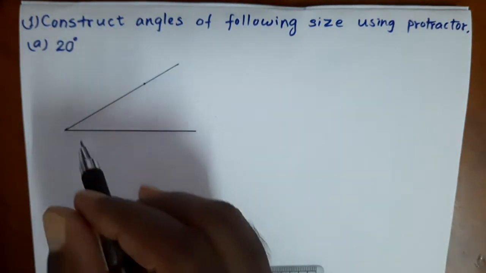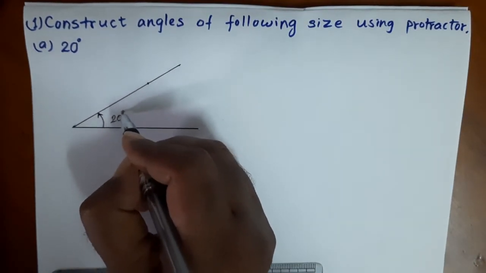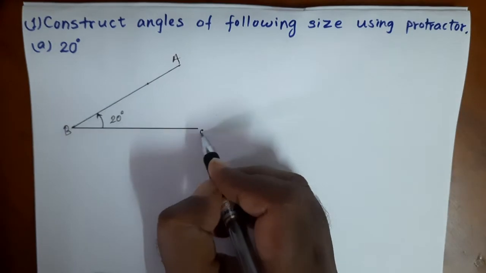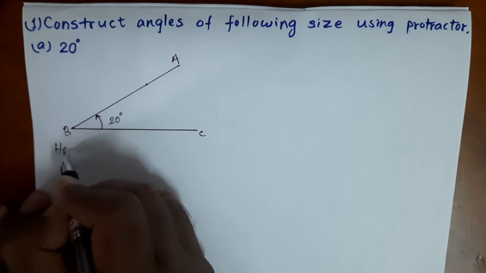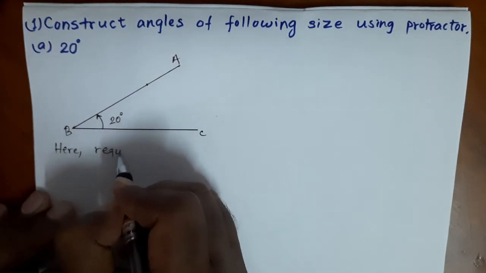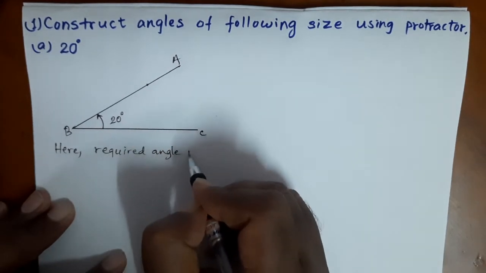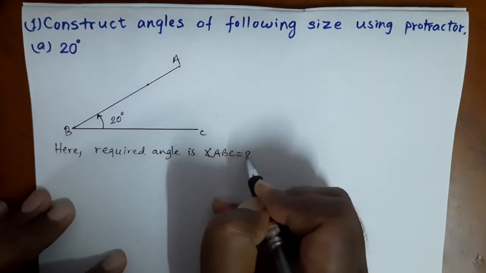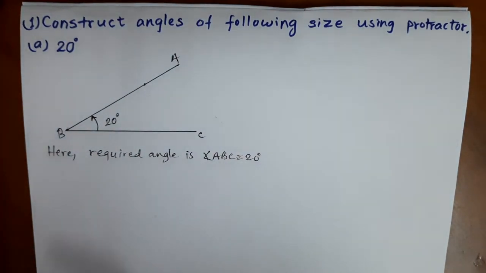Now the angle of 20 degrees is constructed. The measure of this angle is 20 degrees. You can name this angle ABC. Here the required angle is angle ABC equals 20 degrees. In this way we can construct an angle of 20 degrees.